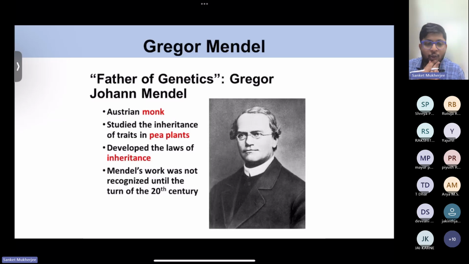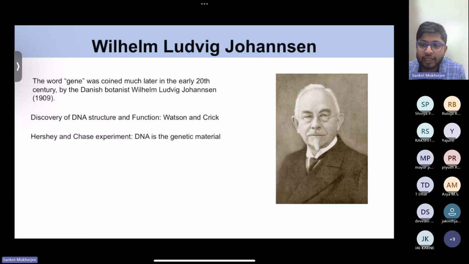Okay, option B. So we all know that father of genetics is Gregor Johann Mendel. He had an extensive pea plant experiment, which was used to find out what were the laws of inheritance. Now, the term gene was, as a lot of you rightly pointed out, given by Wilhelm Ludwig Johannsen. Before that, Mendel used the term factor for describing this gene.